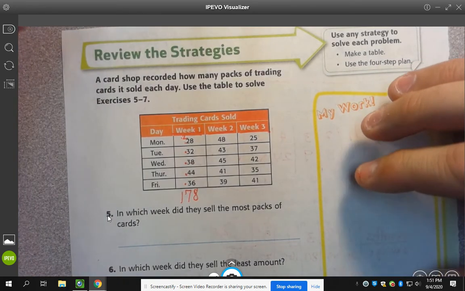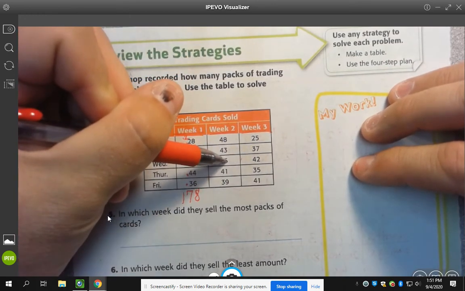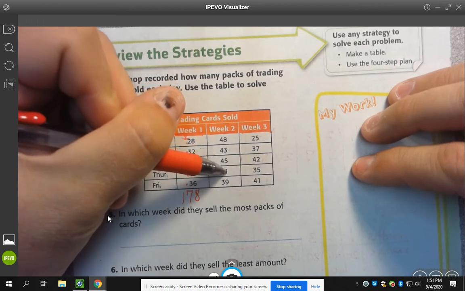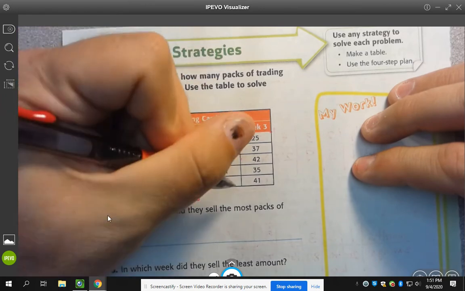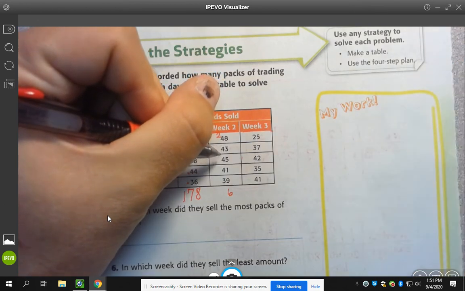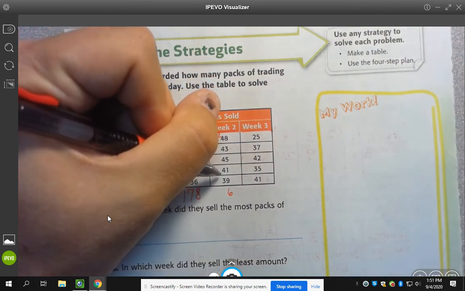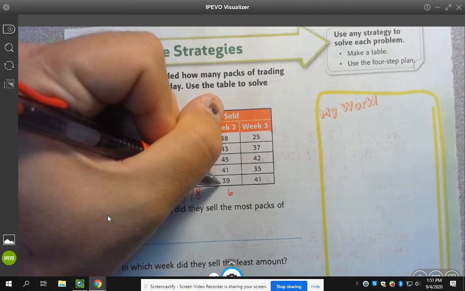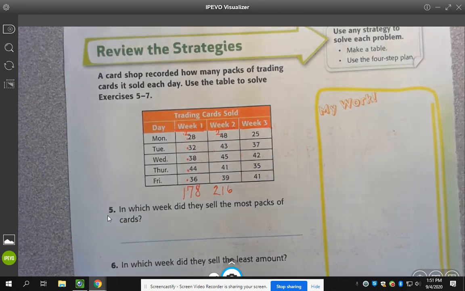All right, help me add this one up. What is 8 plus 3? 11 plus 5. What's 16 plus 1? 17 plus 9. Put the 2 up here. What's 2 plus 4? 6. Plus 4. 10. 10 plus 4. 14. 14 plus 4. 18. 18 plus 3. 21. So far, so good.